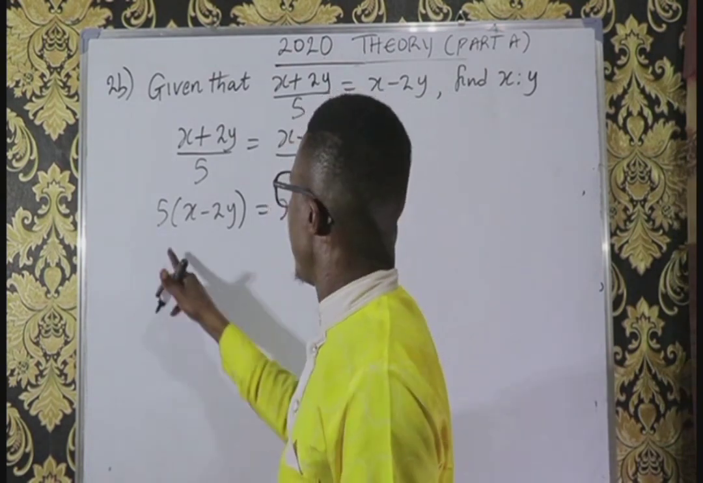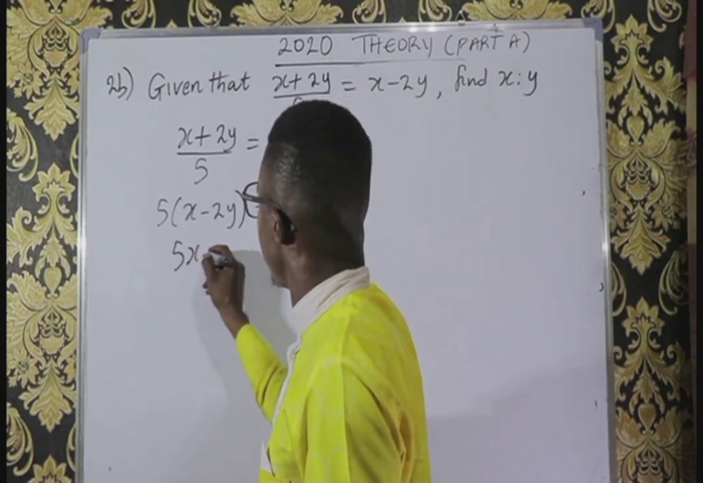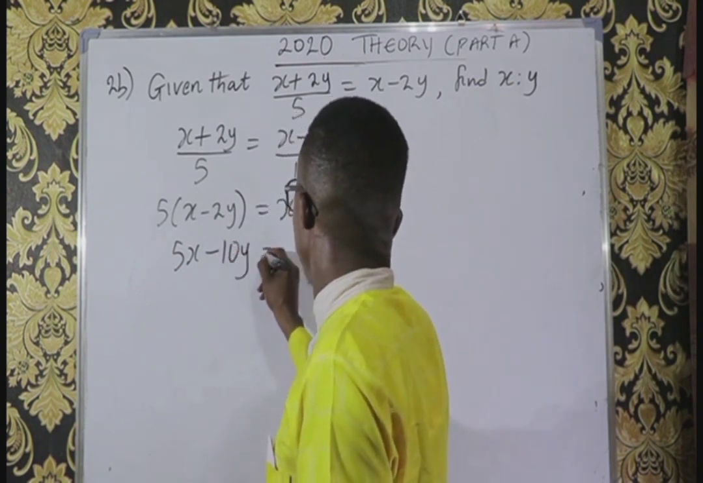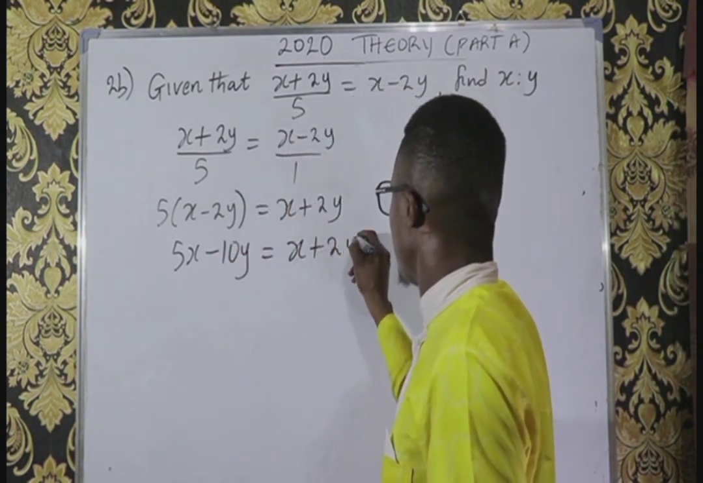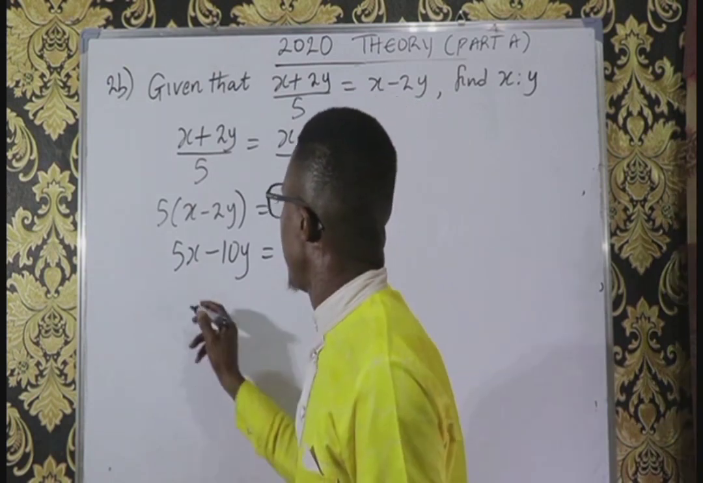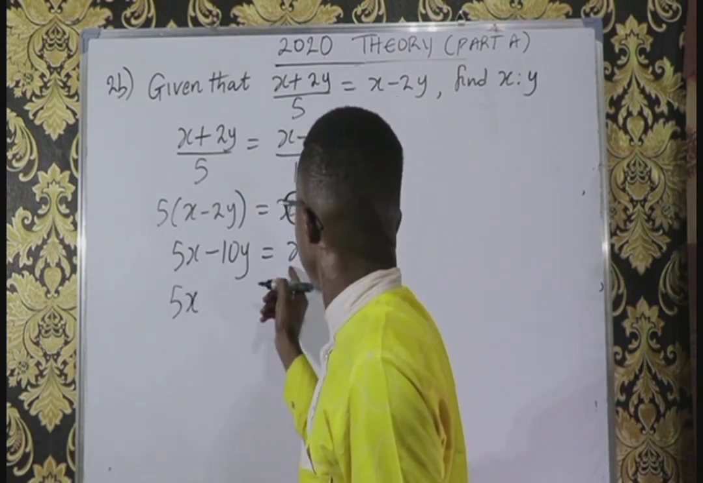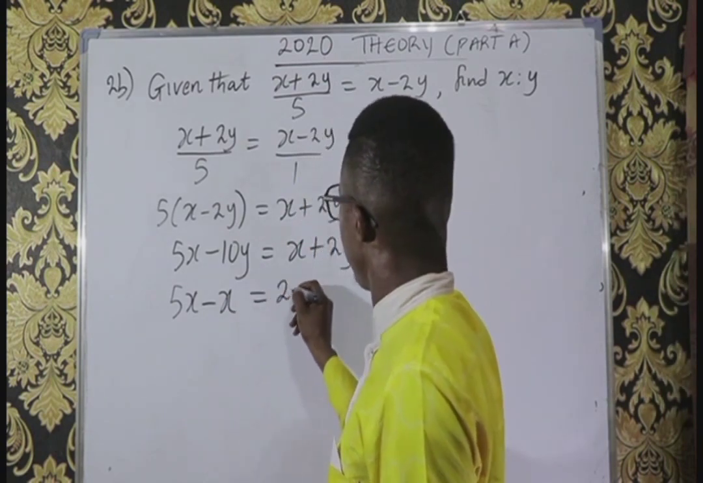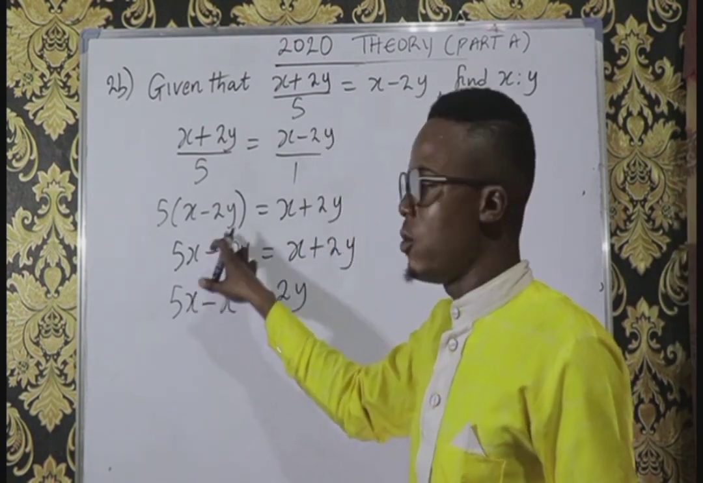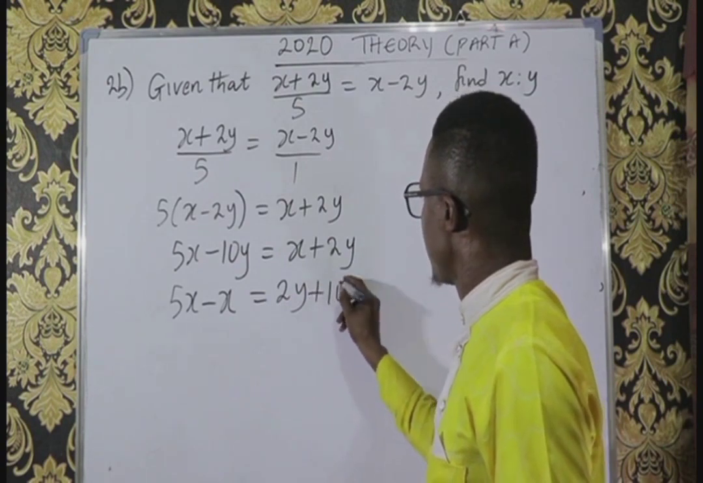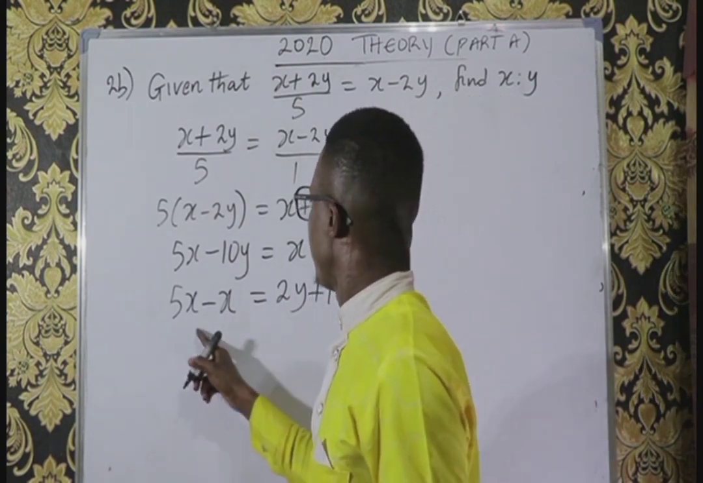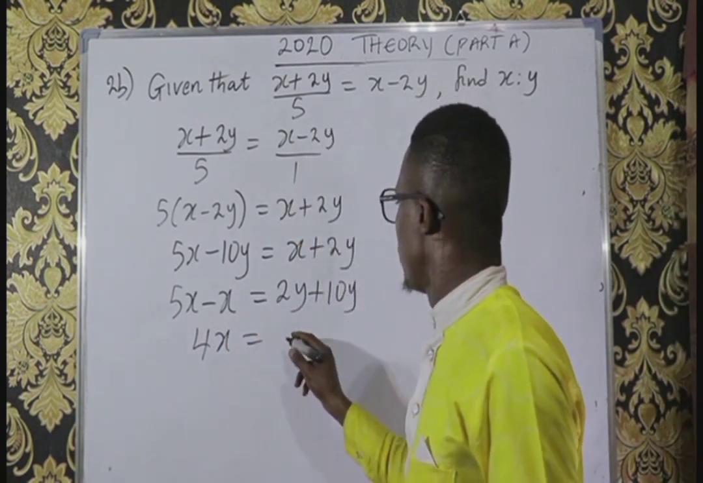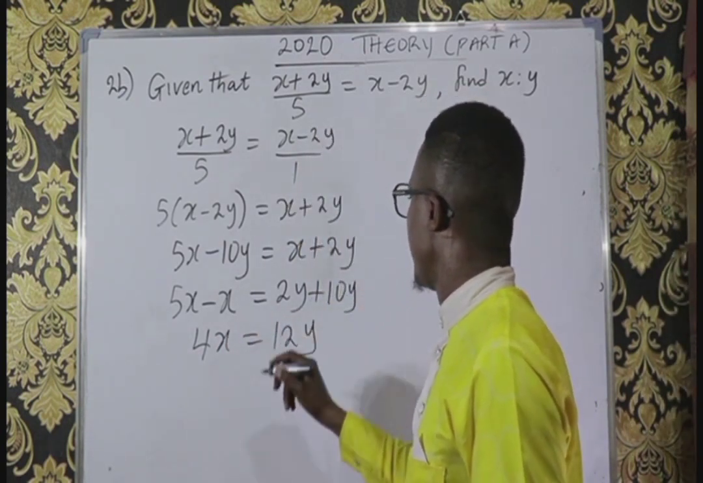I'll open the bracket. I have 5 times x is 5x, 5 times minus 2y is minus 10y, equals x + 2y. Now collect like terms. We have 5x. x crossing over is minus x, equals, here we have 2y. Let minus 10y come over here. It becomes plus 10y. 5x minus x is 4x. 2y plus 10y is 12y.